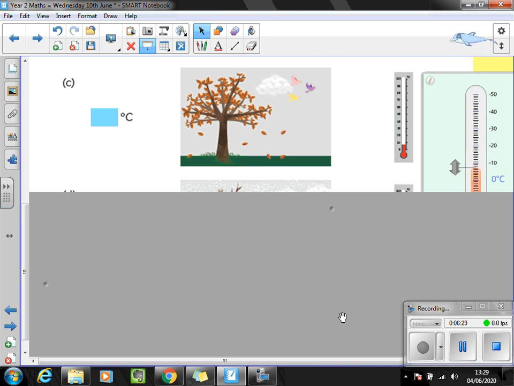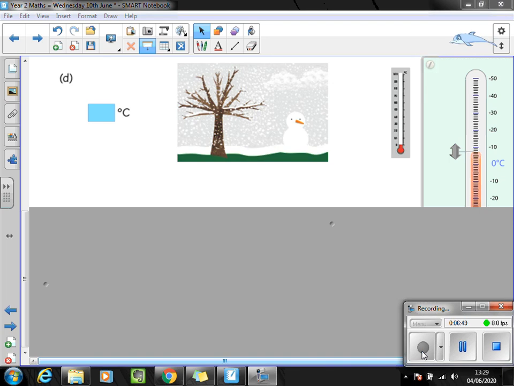That's right. It's probably about 8 or 9 degrees. We can see that it's probably autumn because the leaves on the tree have turned brown. They're starting to blow off. So anywhere between 8 and 10 degrees, I would say, is a really good estimate.